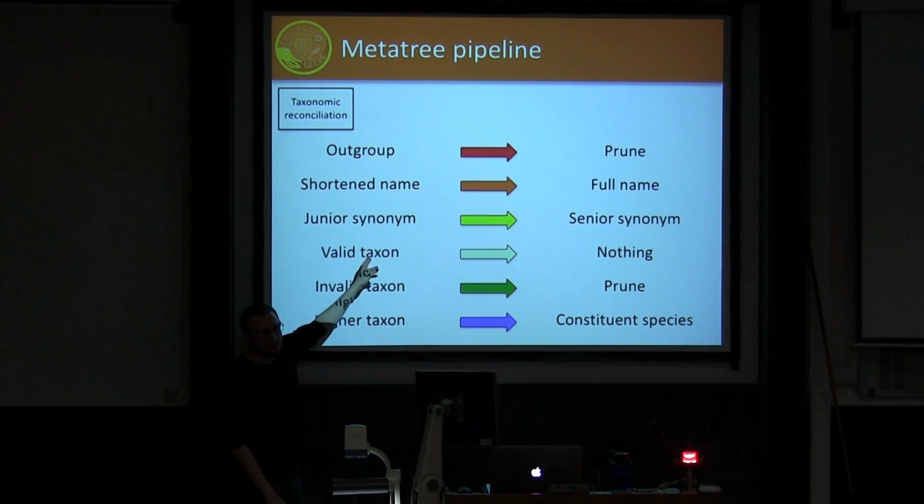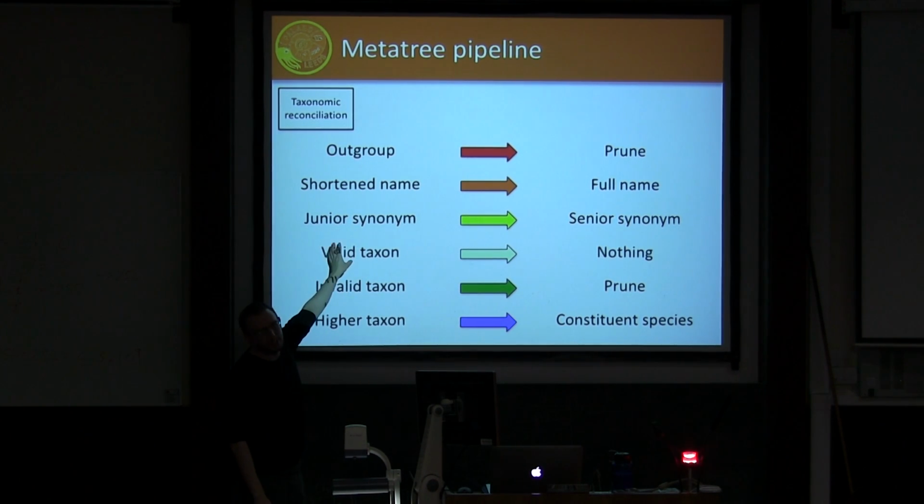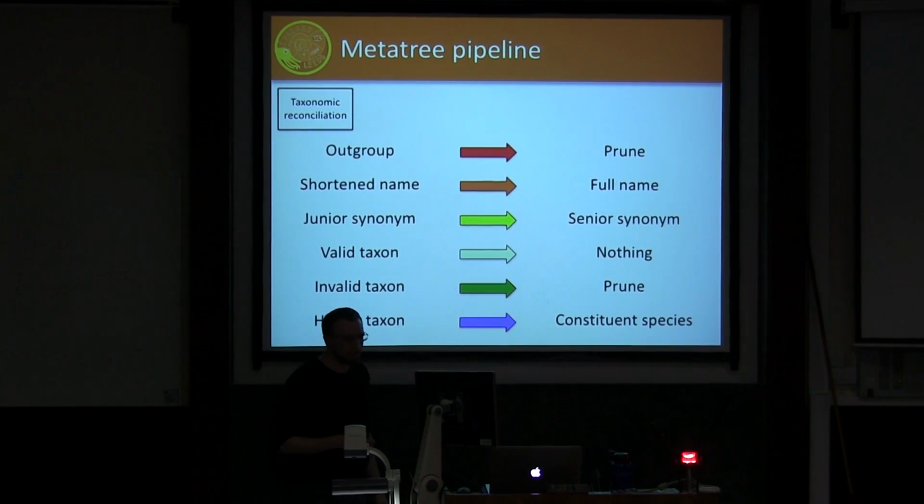You have to deal with synonymies. Taxonomy is constantly changing. Some taxa become invalid and are replaced by a senior synonym. If you get a valid taxon, this is the nicest case, you don't have to do anything with it. Invalid taxa, things like nomina dubia, you end up having to remove. Then there's a special case of higher taxa, where you want to replace them with the constituent species.